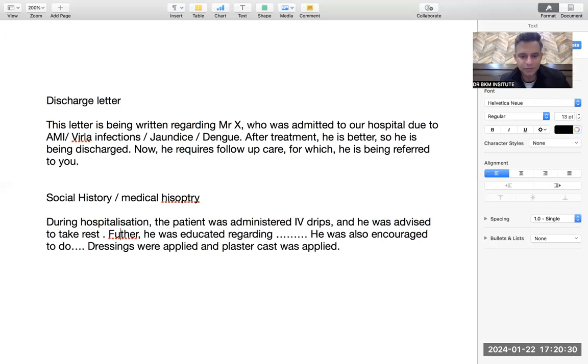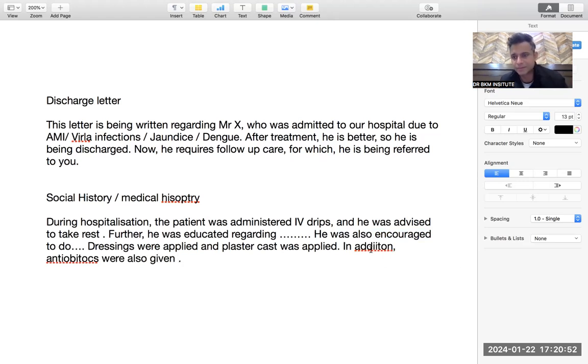Further, was plus third form. He was also encouraged. Never start a sentence with also. Was plus third form. That's it. If you say in addition, antibiotics were also given. But again, grammar remains the same.